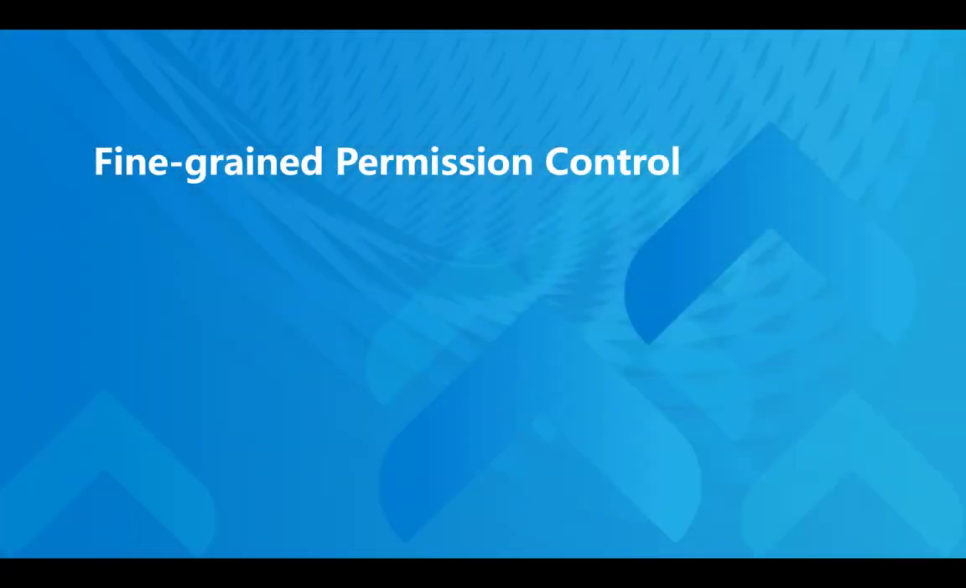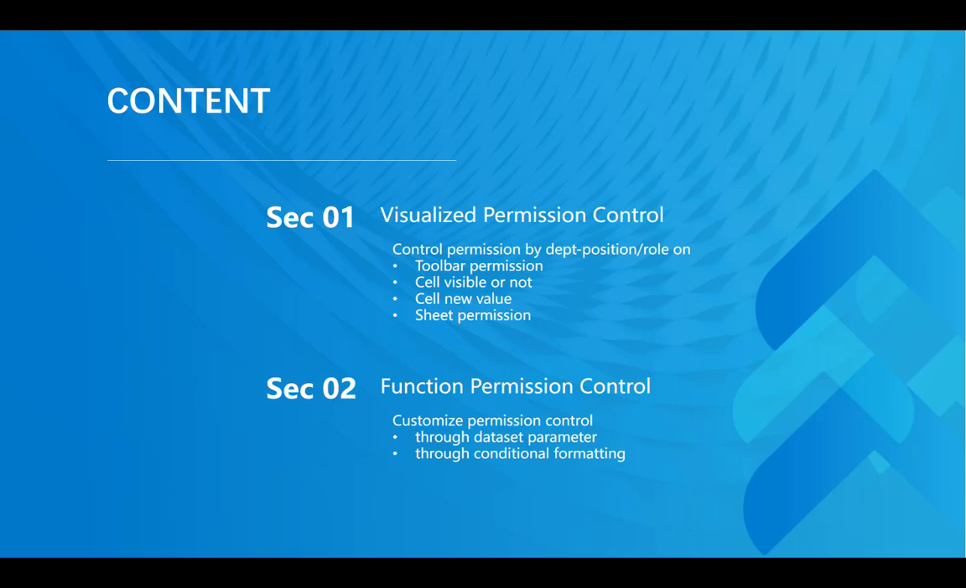In this class, we will talk about fine-grained permission control. Here are two sections. The first section is visualized permission control, which includes control permission by department, position, rule, toolbar permission, cell visible or not, cell new value, and sheet permission.